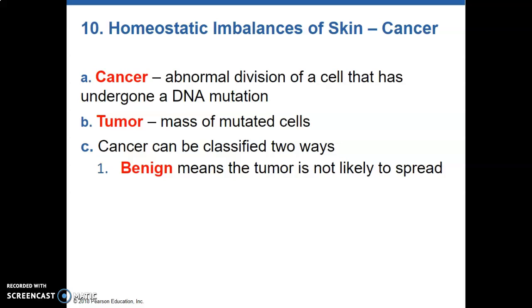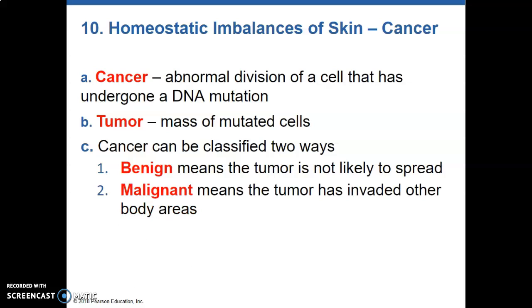So cancers can be classified as either benign or malignant. If you look at the prefix on the word malignant, it's mal, and mal means bad. Malignant tumors are tumors that will invade other body areas. In fact, they'll spread not only from one body area to a nearby body area, but they can also break off and travel to distant body areas as well. So again, tumors and cancer can be classified as either benign or malignant.